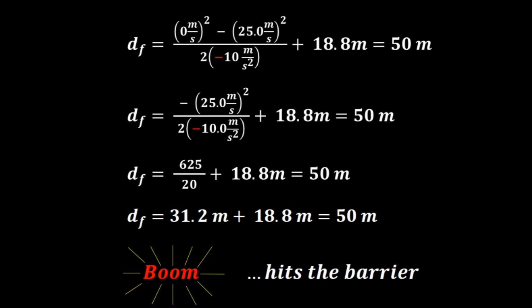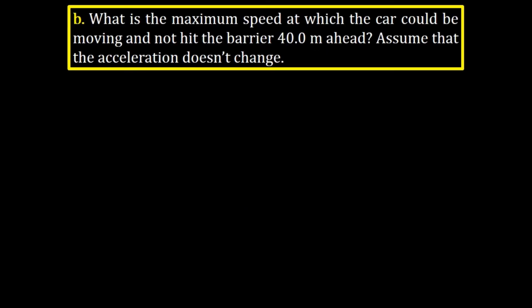Now, this is the question. This is the biggie. You ready? Now, what happens if you ask the following question? What is the maximum speed at which the car could be moving and not hit the barrier 40 meters ahead? Assume that the acceleration doesn't change. Same acceleration, it doesn't change.